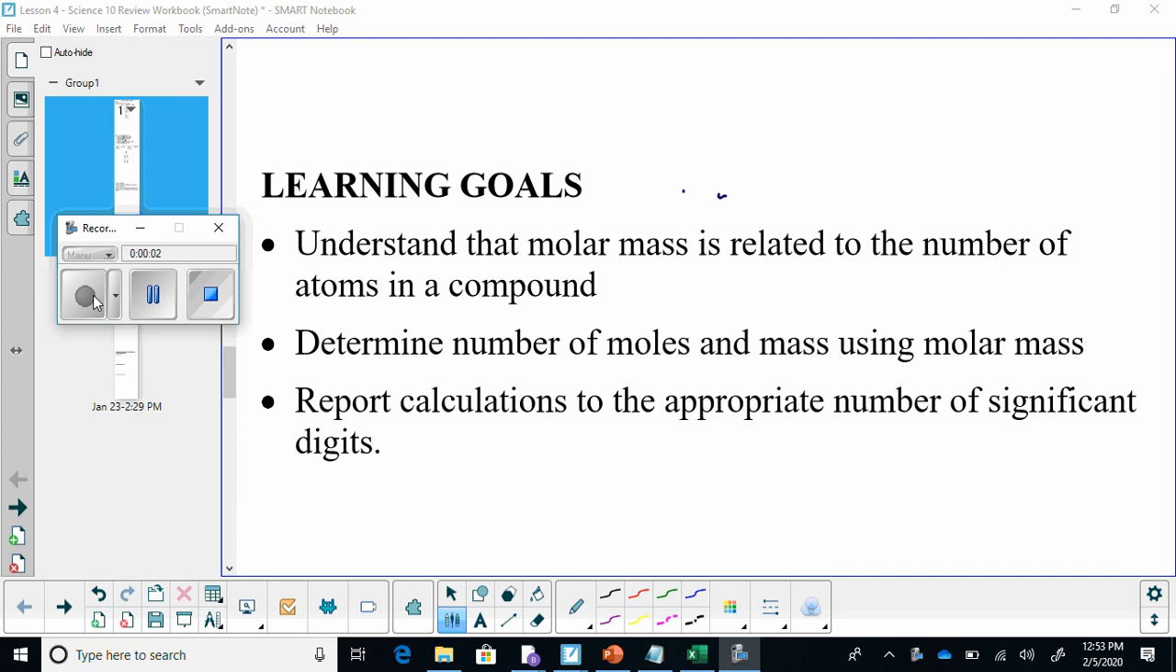Okay, so this is lesson 4, covering how to calculate molar mass. The things that you should be able to do once we are done: understand that molar mass is related to the number of atoms in a compound, determine the number of moles and mass using molar mass, and report calculations to the appropriate number of significant digits.